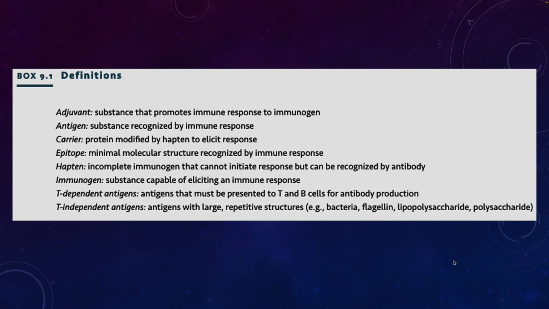It doesn't always have to be a protein. Sometimes various carbohydrates or even things like LPS from gram-negative bacteria can elicit an immune response. And then we have T cell or T dependent antigens that have to be presented to T and B cells. B cells will lead to antibody production, of course. And then there's T independent antigens. Those are going to be some of your PAMPs, things that are just kind of broadly recognized, like bacterial structures, flagellin, lipopolysaccharide, and other various carbohydrates.